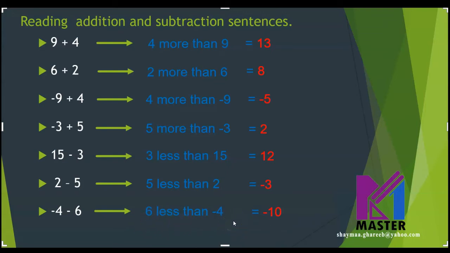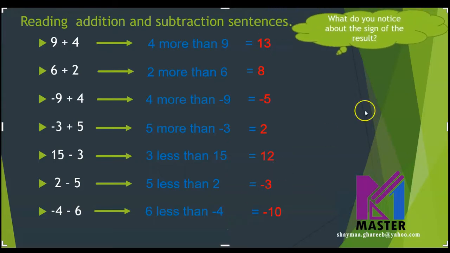Now let me ask you some questions. The first question, what do you notice about the sign of the result?